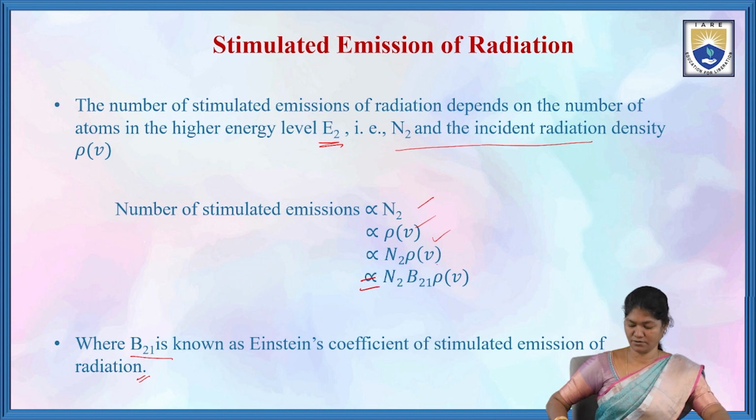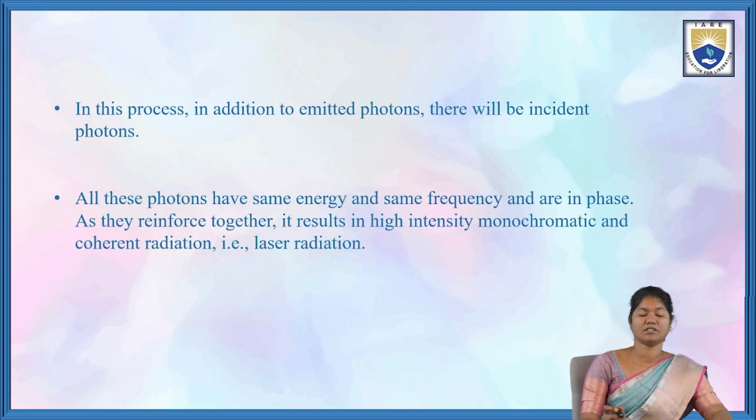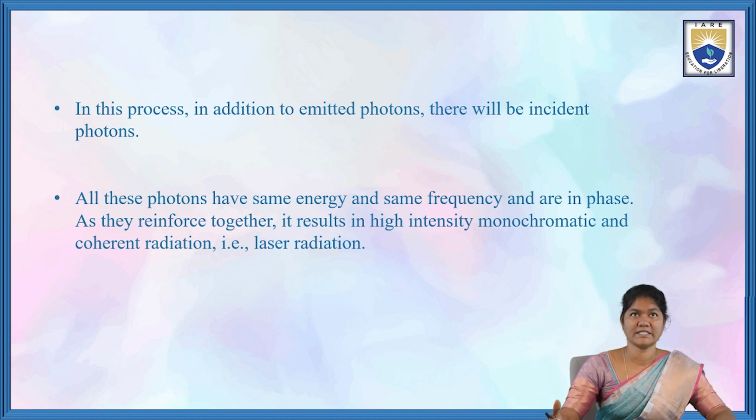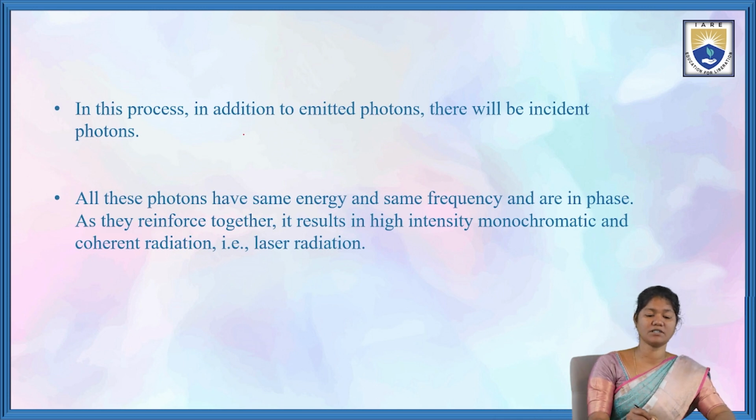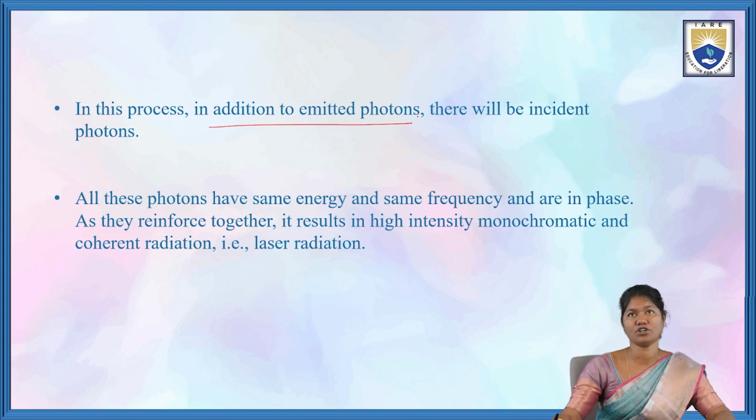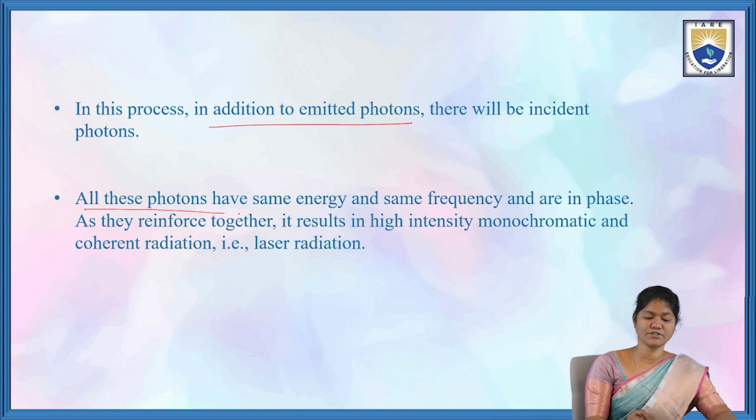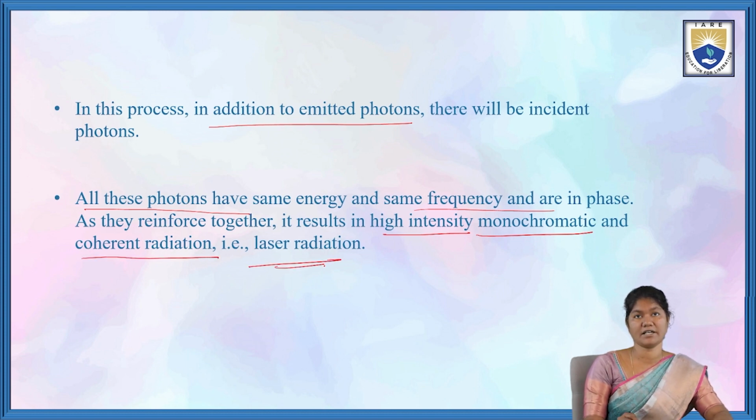Okay, so these are the processes happening when the atom gets excited to the higher energy level. In this process, in addition to emitted photons, there will be incident photons. All these photons have the same energy and same frequency and are in phase. As they reinforce together, it results in high intensity, monochromatic, coherent radiation, that is laser radiation.